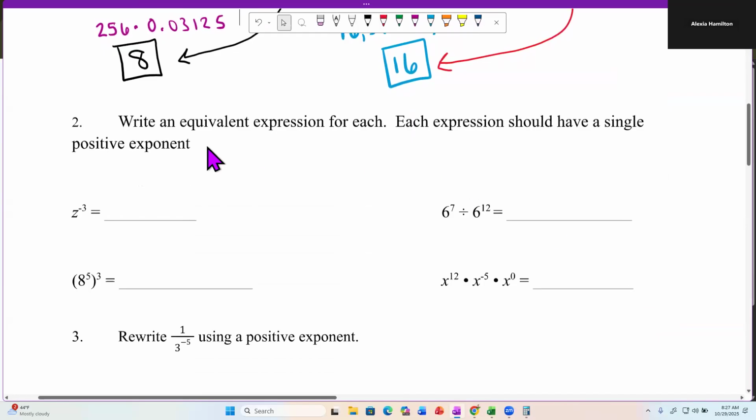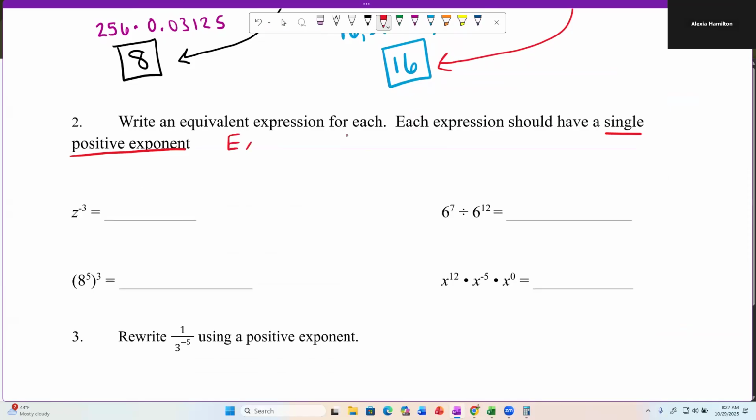All right, question 2, we are writing an equivalent expression. Each should have a single positive exponent. So these are using your exponent properties. They will be listed on your test. They will be given to you. They are on anchor charts on the left and the right side of my room. So no, you do not have to memorize them, but yes, you do have to use them.